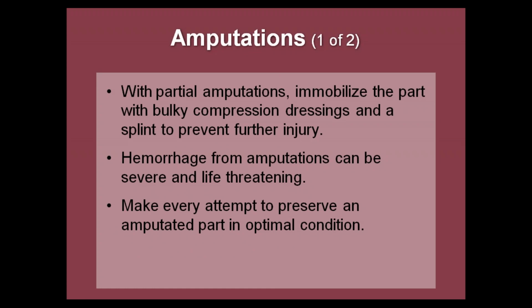Amputations. Amputations can vary from a simple fingertip all the way to an extremity. You want to make sure you immobilize the part with bulky compression dressing and a splint to prevent further injury. With this, because of the hemorrhage, you may need to apply a tourniquet. And you want to apply that tourniquet 2 to 4 inches above the injury site.